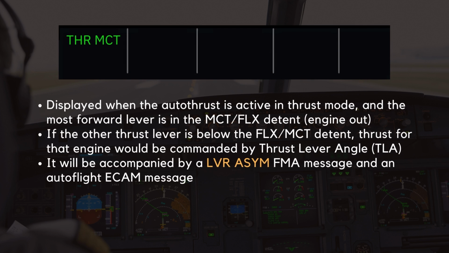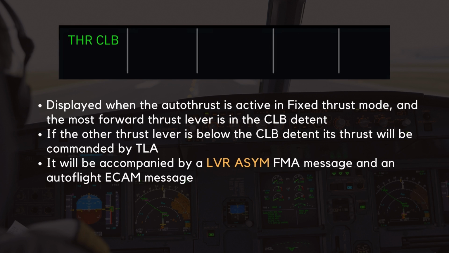Thrust MCT is displayed with green text when the autothrust is active in thrust mode and the most forward lever is in the MCT flex detent, engine out. If the other thrust lever is below the flex MCT detent, thrust for that engine would be commanded by thrust lever angle, TLA. It will be accompanied by a lever asymmetry FMA message and an autoflight ECAM message.